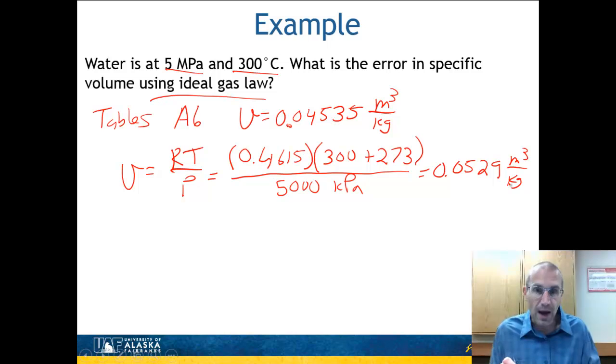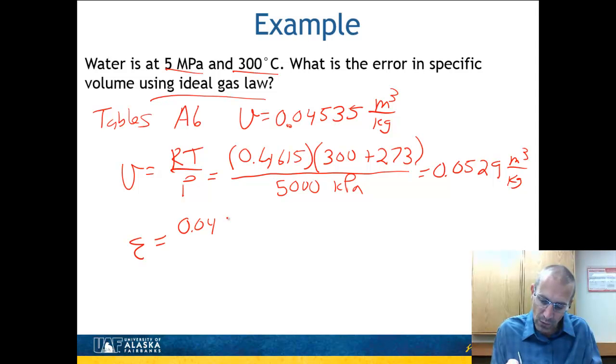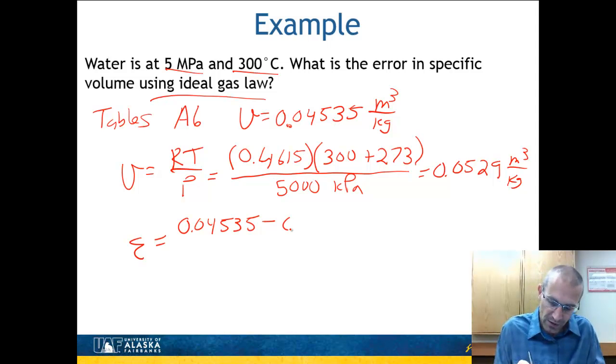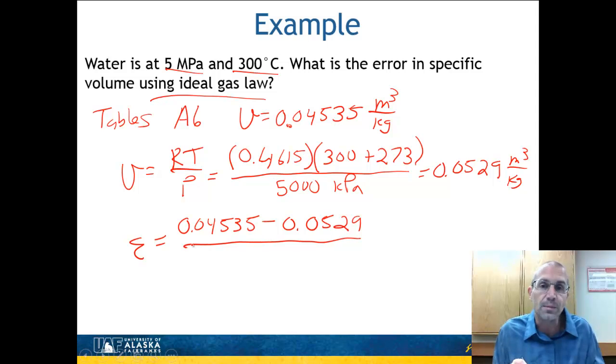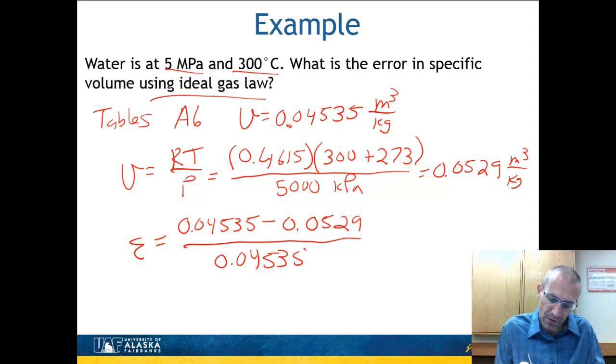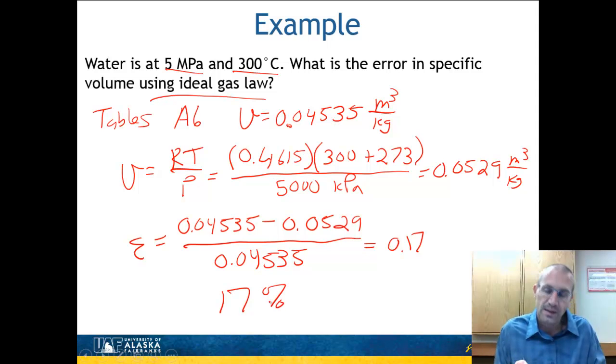So let's calculate what the actual error of that is. We'll take the difference between the actual value, 0.04535, and subtract the ideal gas equation value, 0.0529, and then normalize it by the actual value, 0.04535. And that is 0.17, which means that our error is 17%. Not an insignificant amount of error using the ideal gas equation.